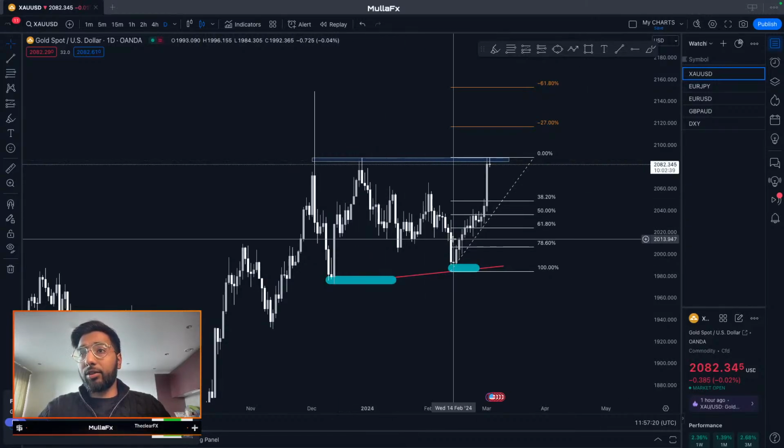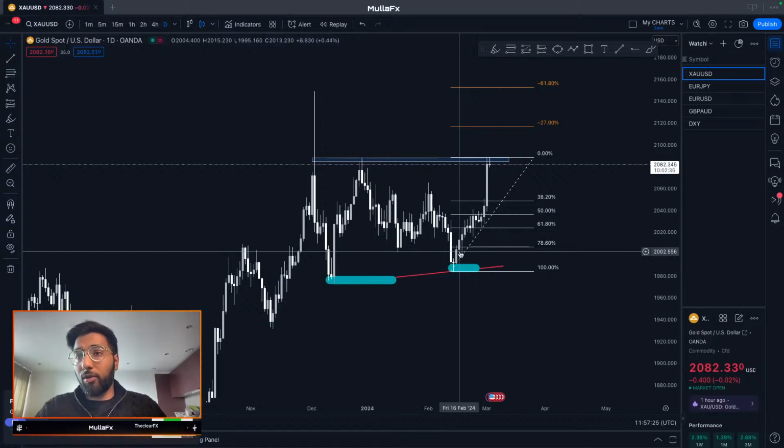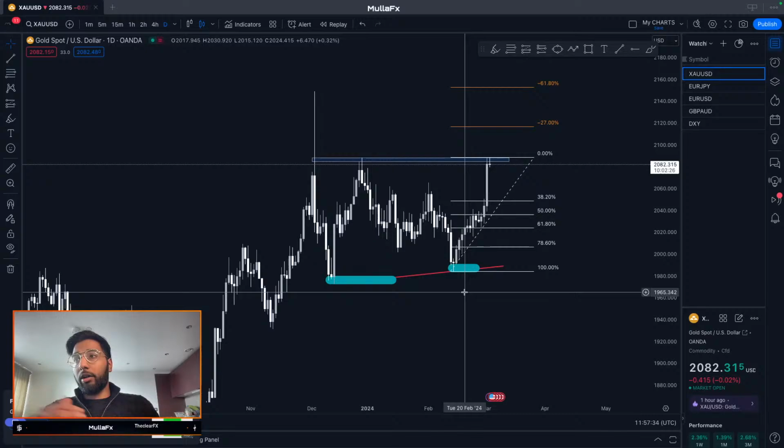Even though we've had bearish movement, the whole of 2024, price is still bullish. And that gives me the indication that price could potentially even go to 2100 or 2150 at this point, right? So we're looking at gold. I'm interested in buys, if I'm honest with you. If I'm a swing trader, I'm interested in buys.